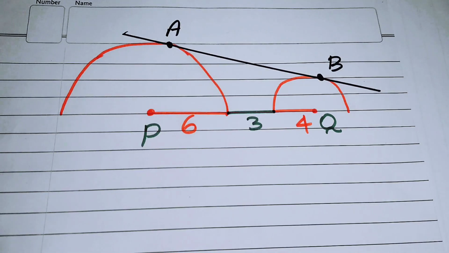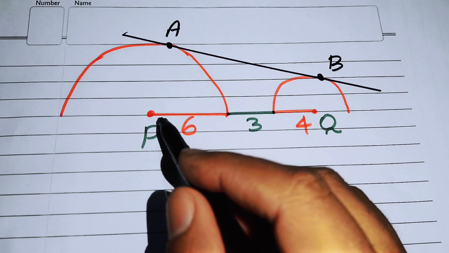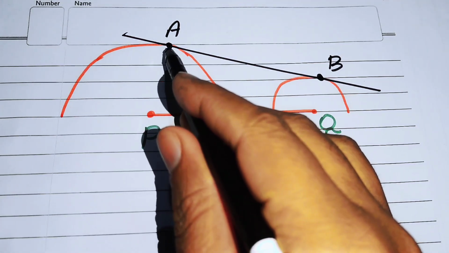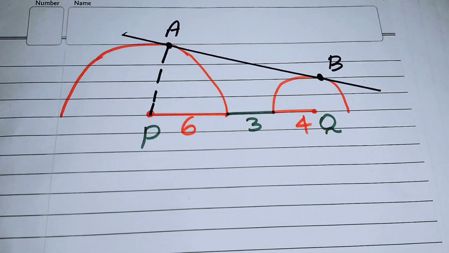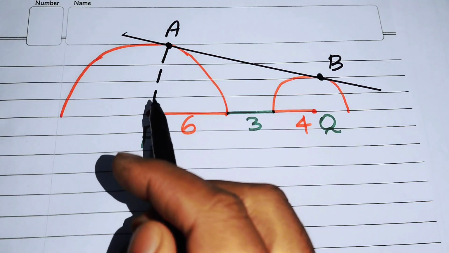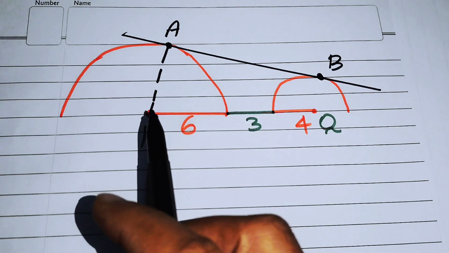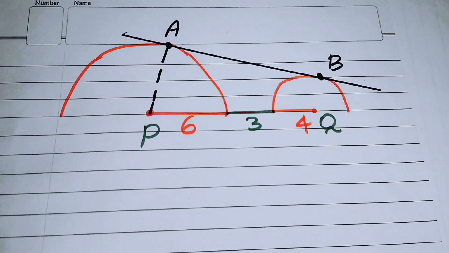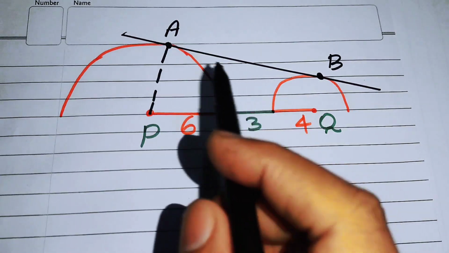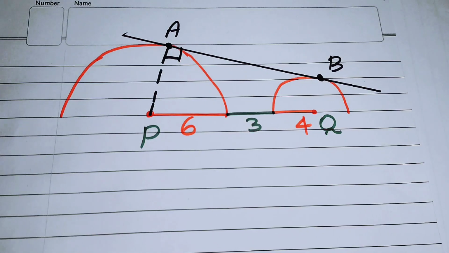So here you see that P is the center. If we draw a line segment from the center to this point A, it will be written in such a way. You know that this line is also the radius of the larger circle. So this is the radial line, and we know the important fact that the radial line is always perpendicular to the tangential line. So this is our tangential line, and it makes this angle a right angle.